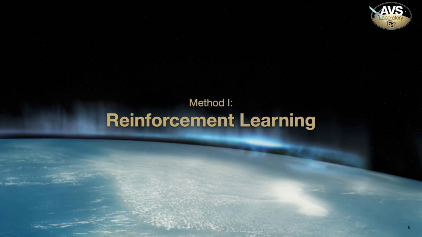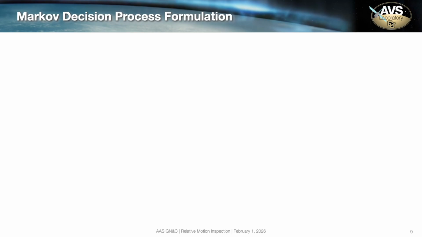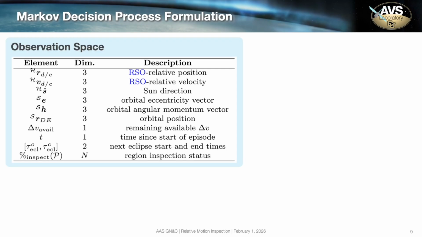We're going to start by talking about reinforcement learning, the first method we're considering. To do this, we need to formulate our problem as a Markov decision process. We start by defining our observation space, which includes information about where our inspector is relative to the RSO, also information about the orbit, where the sun is, and how much delta V we've used so far. Finally, we also need information about what parts of the RSO have or have not been inspected yet.